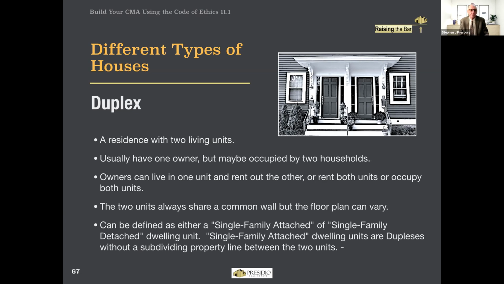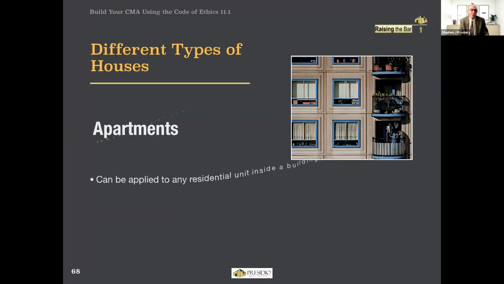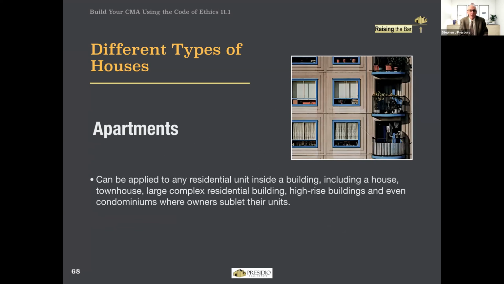Let's go to the next one, which is apartments, a bit easier to understand. Can be applied to any residential unit inside a building, including a house, townhouse, large complex residential building, high-rise buildings, and even condominiums where the owners sublet their units. All right. In general terms, apartments are rented, usually not owned, which you can own them, but generally speaking, they are rented. So that's what an apartment is.